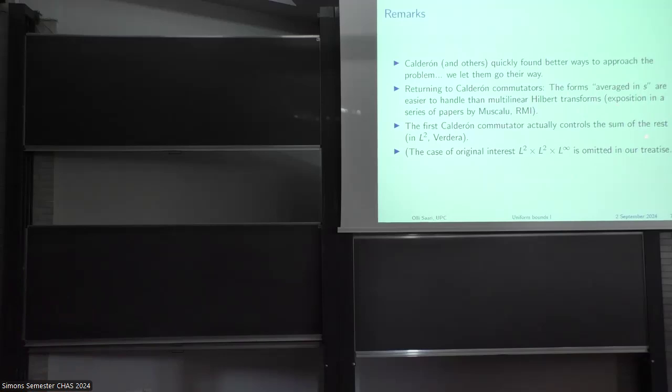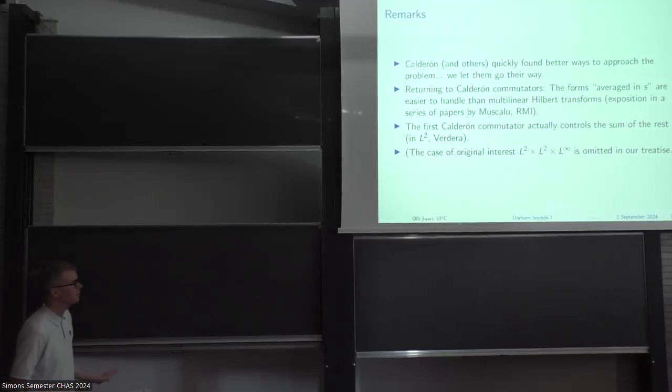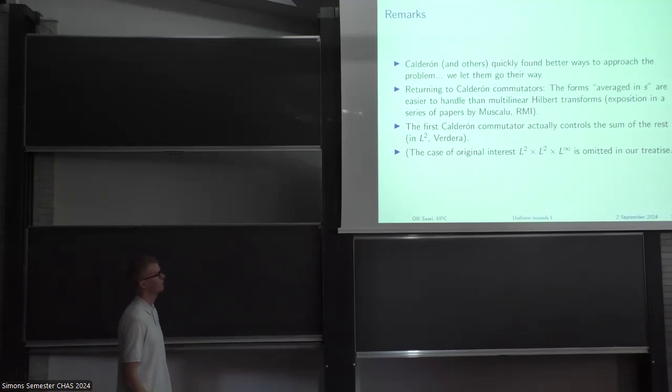The second thing is an interesting observation by Joan Verdera that if you want to bound the Cauchy integral on Lipschitz curves, with this strategy of Calderón, you have all these Calderón commutators. It actually happens, due to a computation in Verdera's paper, that if you control the first Calderón commutator, that is enough to control all the sums. So all the magic lives in the first Calderón commutator. In that sense, the bilinear Hilbert transform is the fundamental object for this question.